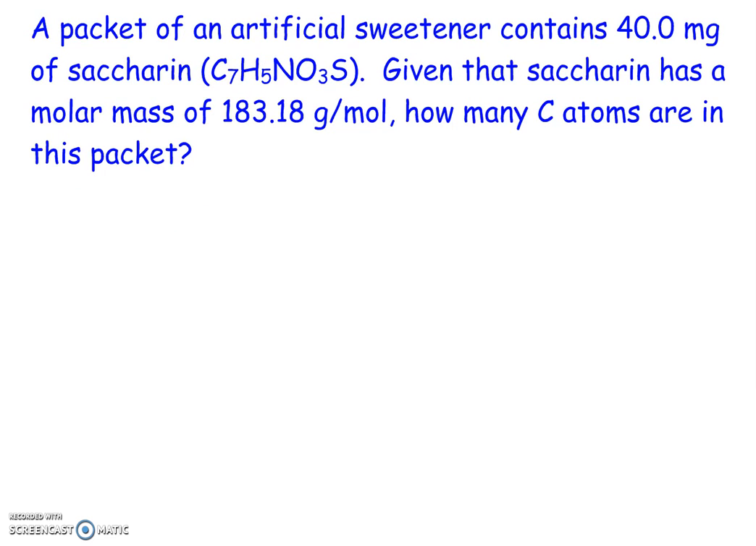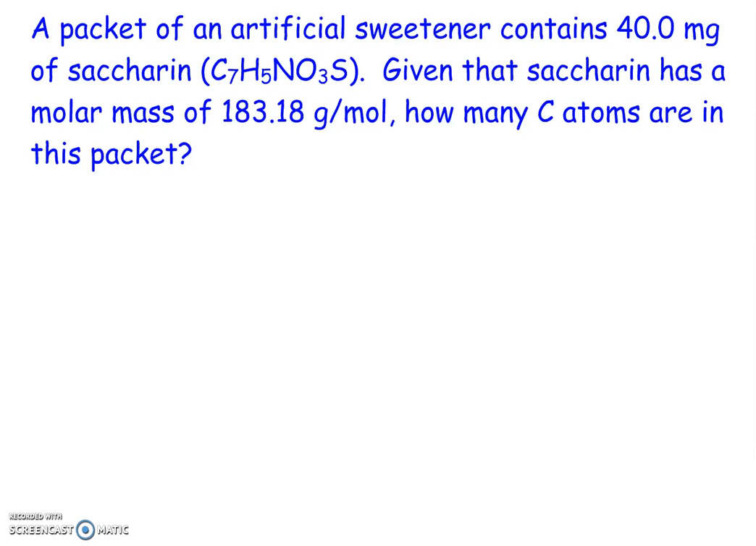This next one is a little bit different. So it takes it a step beyond what we did last time. Here it says a packet of an artificial sweetener contains 40 milligrams of saccharin, which has a molecular formula of C7H5NO3S. Given that saccharin has a molar mass of 183.18 grams per mole, how many carbon atoms are in this packet? So this isn't really more difficult, we just need to think about the process that we're doing.